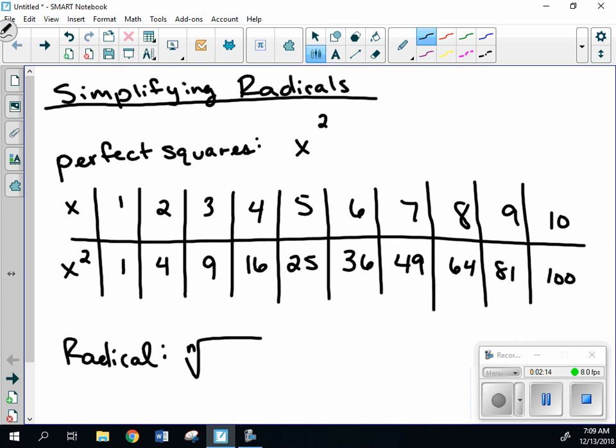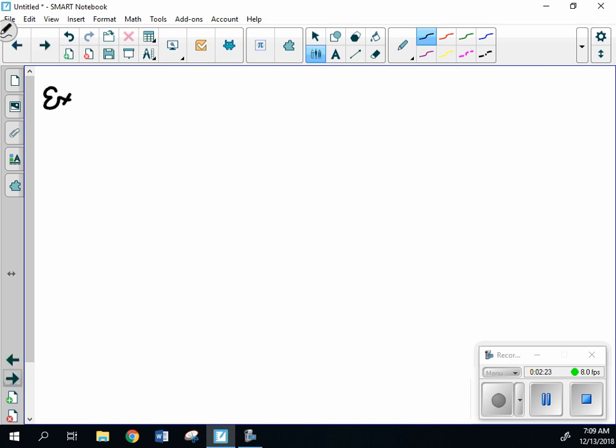Again, we're going to need those numbers 1, 4, 9, 16, 25, 36, 49, 64, 81, and 100. So let's say that I have the square root of 20. So what you're going to do is it's kind of like a factor tree. You're looking for the perfect square, the highest perfect square that goes into 20.